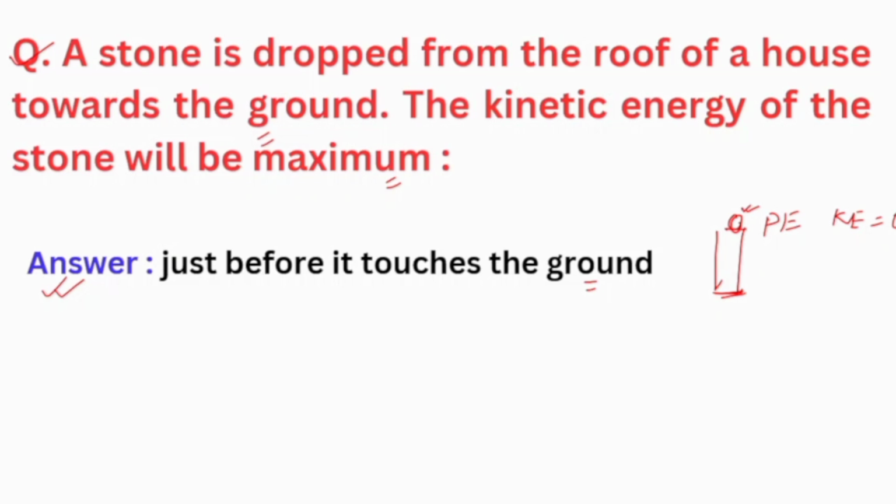The moment the stone is dropped from the roof of the house towards the ground, its potential energy gets converted into kinetic energy. Potential energy keeps decreasing and kinetic energy keeps increasing. And just before the stone touches the ground, its kinetic energy is maximum and potential energy is minimum, almost 0. Okay, let's move on to the next question.